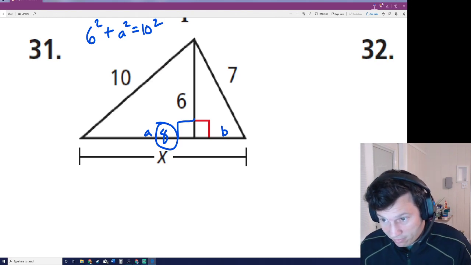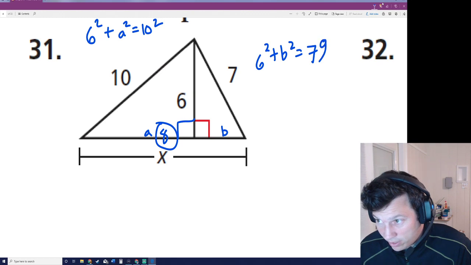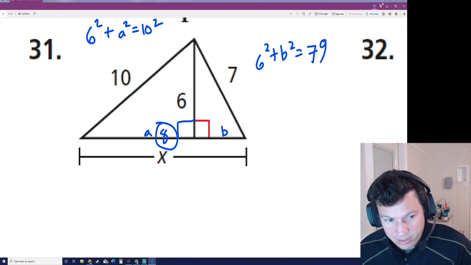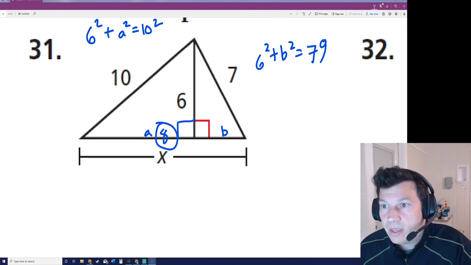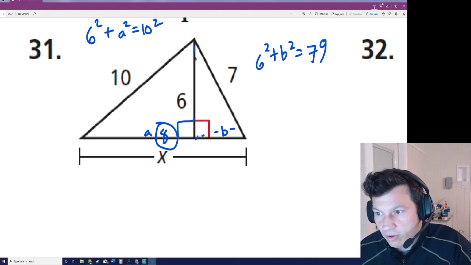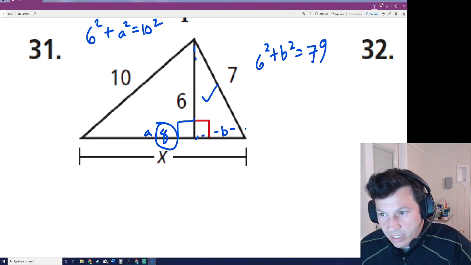In this case, we have 6 squared plus b squared equals 7 squared, right? Because now we have this. You can't really see, I wish the mouse cursor would show up. I don't know why it doesn't. Anyway, we have this sort of triangle over here, this one right here. And so I can just say that's a right triangle as well, right?